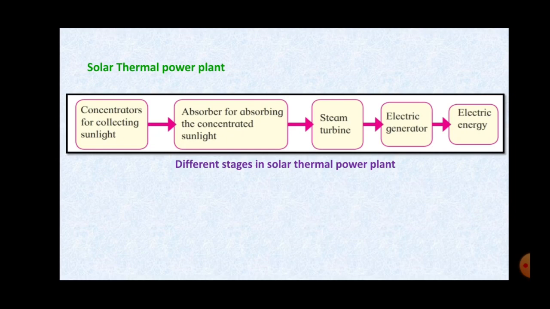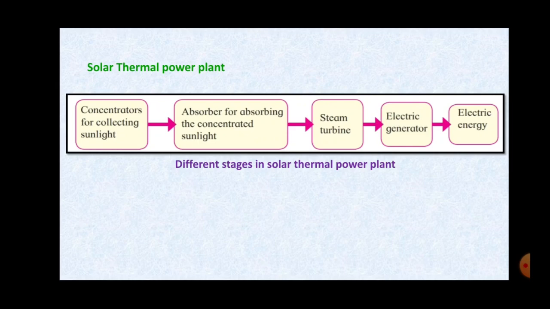The next second power plant which we are going to start is the solar thermal power plant, where the solar energy is used to generate the electricity. In the first one we had seen that directly the solar energy radiation is converted into electrical energy with the help of the photovoltaic cell. Now this is the second method by which the solar energy radiation is used to generate the electricity.